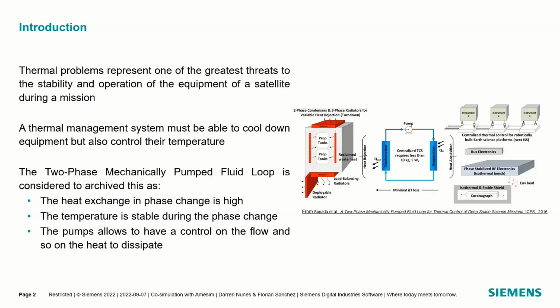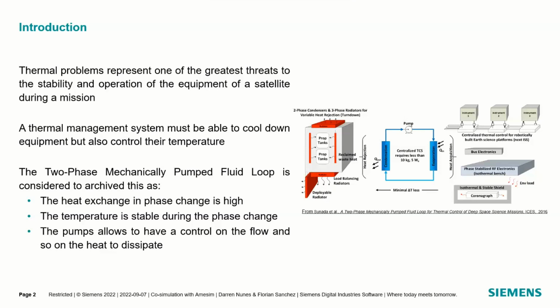Now, when we look at this two-phase mechanically pumped fluid loop, we really are trying to achieve that phase change, right? We know that there's going to be a phase change, so we want to keep that temperature stable during that phase change, but also allow the pump to have some level of control on what flow and how much heat is dissipated, right? So as we know, there's the conductive heat and the radiative heat that you have variable throughout this system as well.